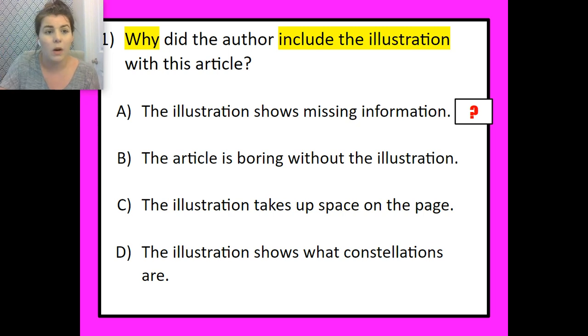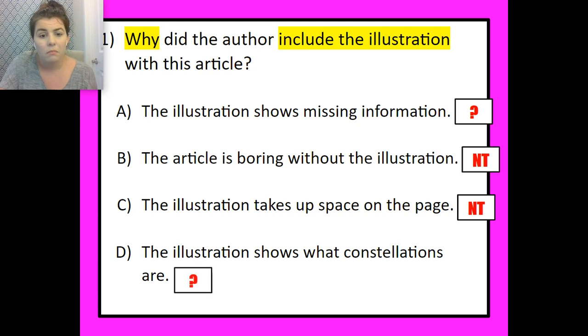The article is boring without the illustration. No, not true. The author is never really going to include an image because it's boring. No. The illustration takes up space on the page. It does take up space on the page, but that is not why the author included the illustration. The illustration shows what constellations are. Yeah, that does match, because before we were just talking about groups of stars, but now we actually got to see what some of these constellations look like.